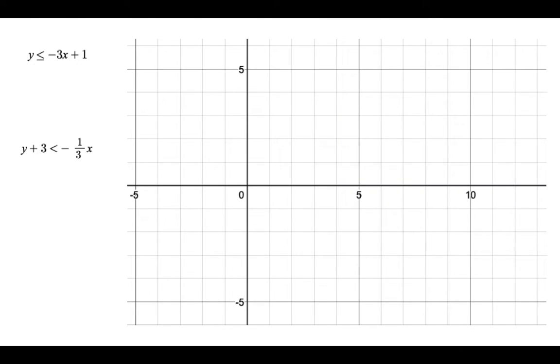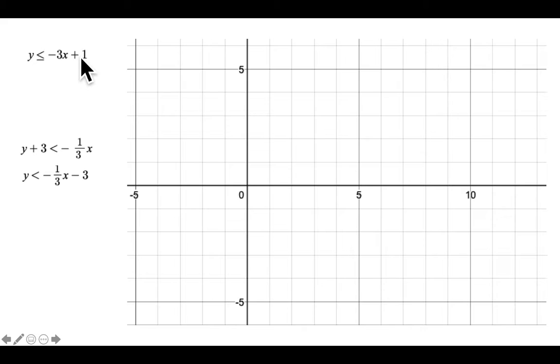All right, let's try these two inequalities. First, let's check them to see if they're in the slope-intercept form. The top one certainly is. y is by itself on this side, and we can see that we have a slope of -3 and a y-intercept of 1. The one beneath it, however, is not in the correct format. So we simply need to subtract 3 from both sides so that y will be by itself on one side of the inequality sign. So now this is the inequality we can deal with. We won't be coming back to the original one. We'll be using this one and this one.